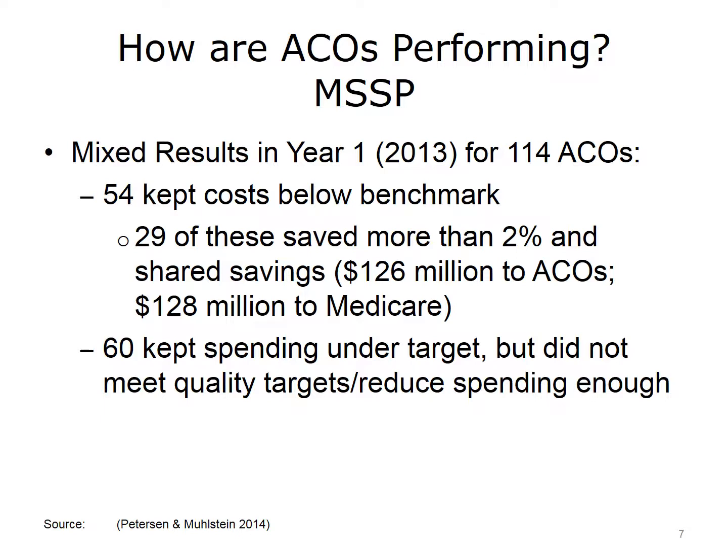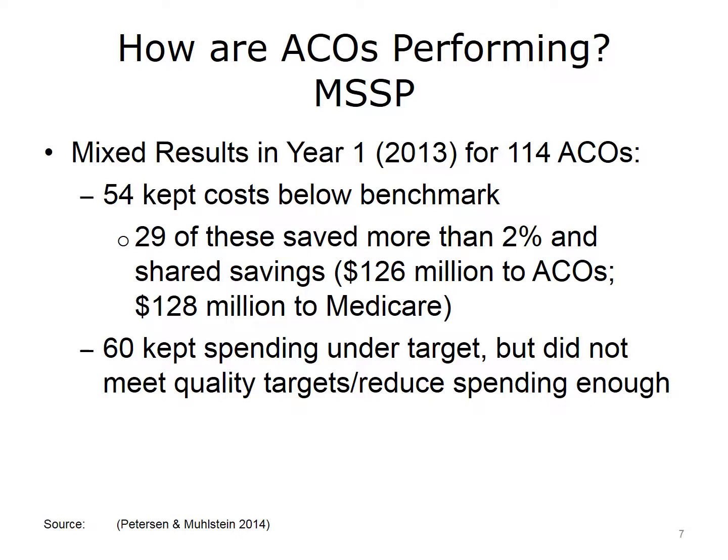We are just now beginning to see how ACOs are performing. A study published in 2014 looked at the largest ACO program, the Medicare Shared Savings Program, and found mixed results among 220 ACOs. About half of the ACOs met quality benchmarks and kept spending below targets. 29 of these ACOs saved more than 2% and were eligible for sharing savings. The ACOs received $126 million in savings and generated $128 million in total savings for Medicare.